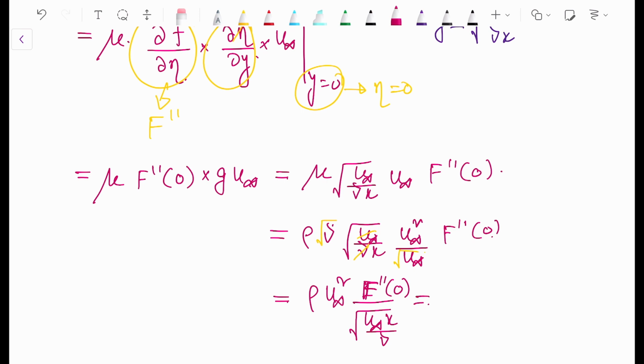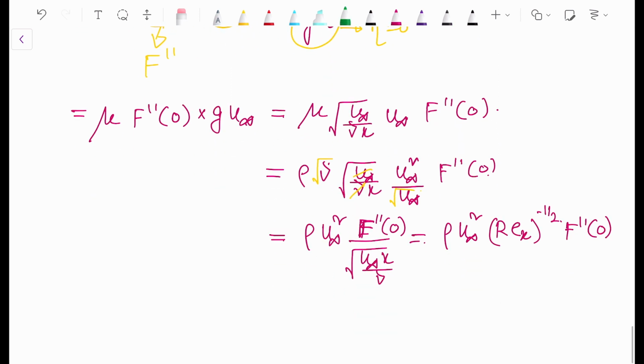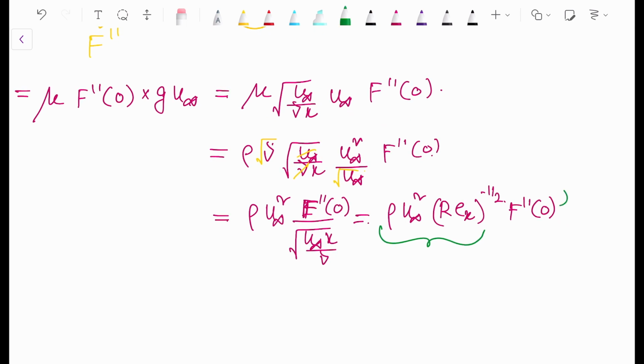So this is this into Rex to the power minus half, f double dash of 0. So we got this form from the scaling analysis, but now I have got the constant here, and this will be 0.332, if you solve the Blasius equation by the shooting method numerically.